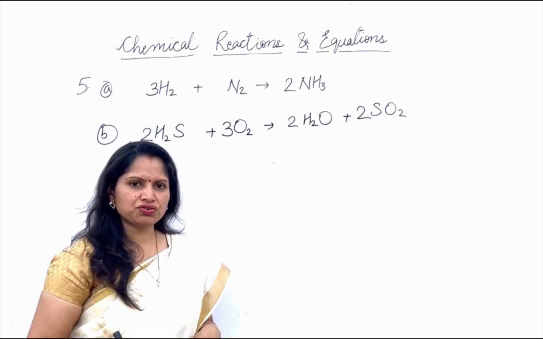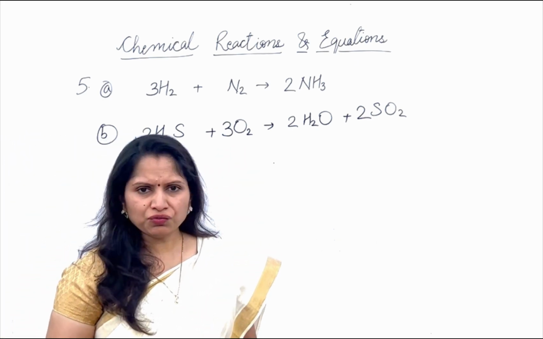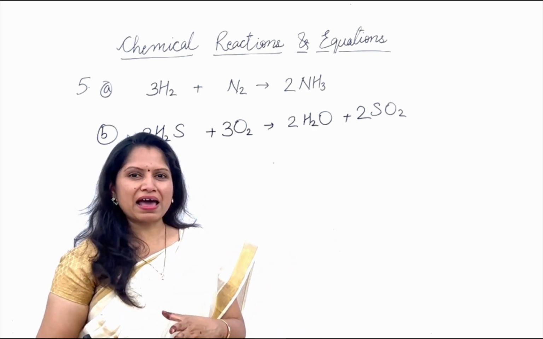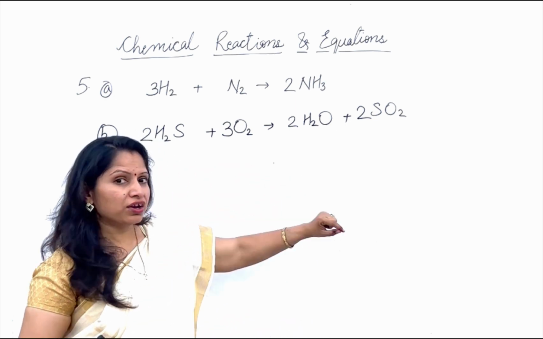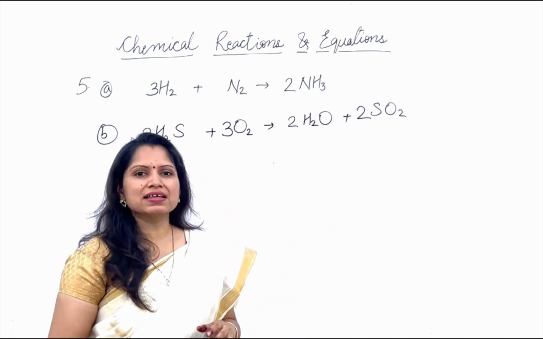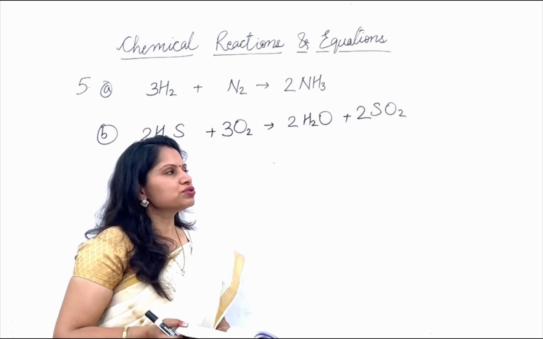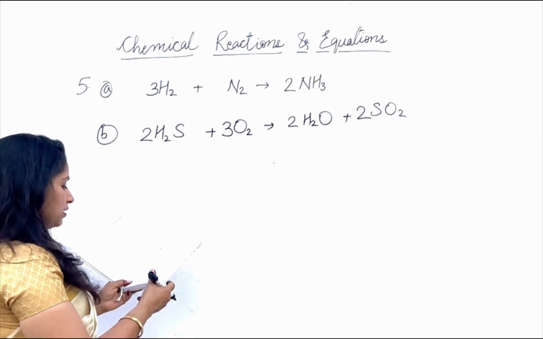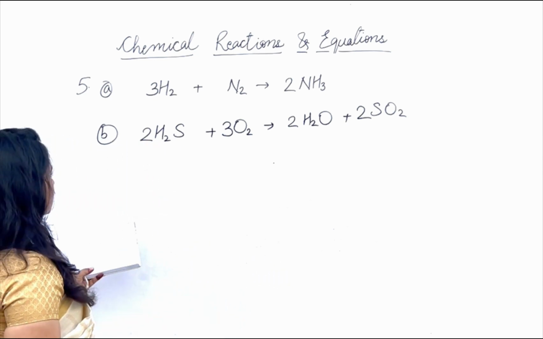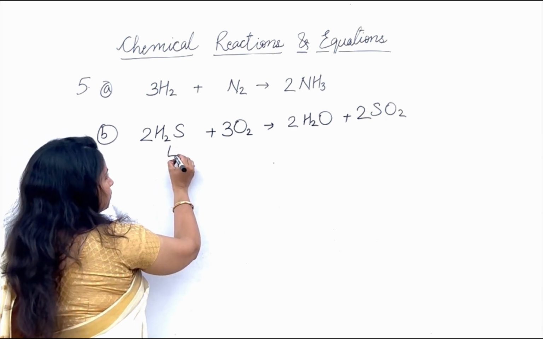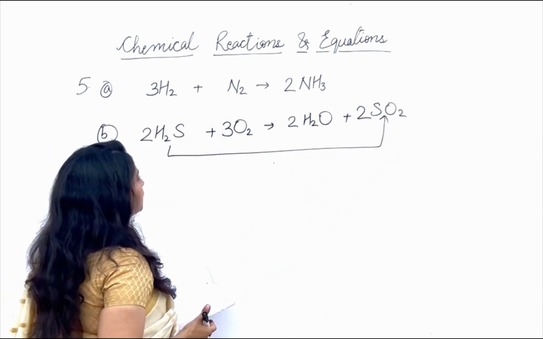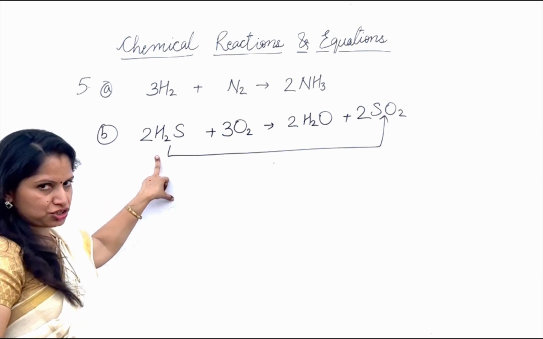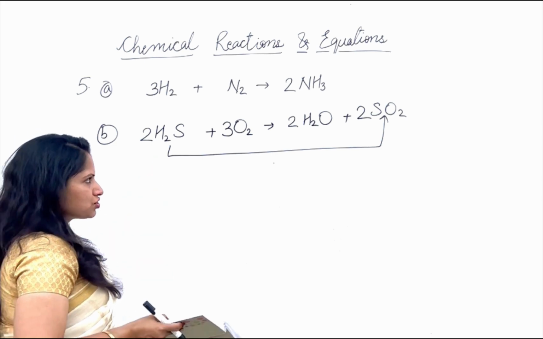It's always a hit and try method. You can start with any of the elements and try to balance the equation. Then recheck whether everything is balanced or not. This is one of the most important reactions that is asked for balancing. It's very important because it's really a good one to balance. Now coming to the type of reaction. Here from hydrogen sulfide, hydrogen is being removed, and removal of hydrogen is known as oxidation.